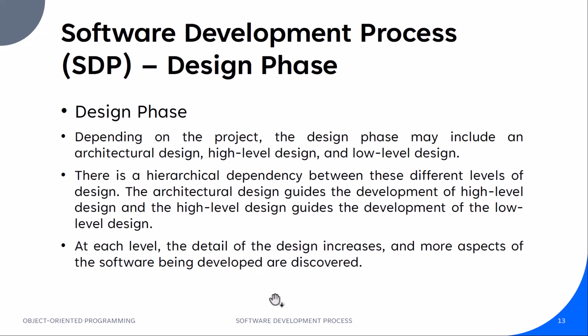As we discover more about the features of the software, about the needs of the customer, and about the technology that we are using, we are going to detail these designs at each iteration. So an iterative process generally takes place during the design phase. At each level, the detail of the design increases and more aspects of the software are being developed or discovered.